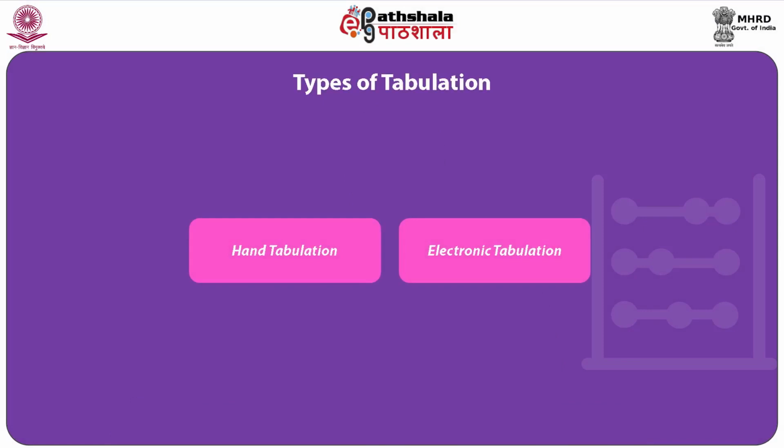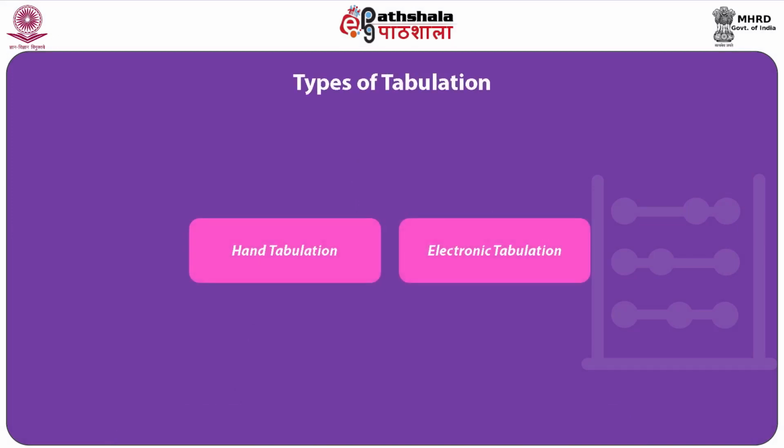Now, we will move on to the types of tabulation. Tabulation may be done by hand or by making use of electronic devices, that is computers. The choice mostly depends upon the size of the data, type of study and resources available, that is money and computers, etc. A brief description of these two types of tabulation is provided in the following lines.